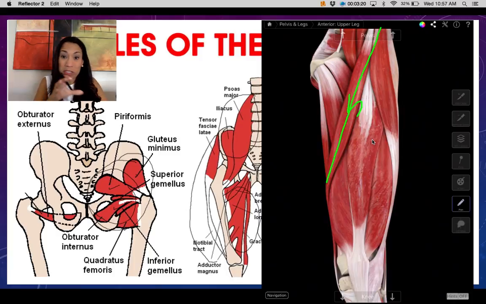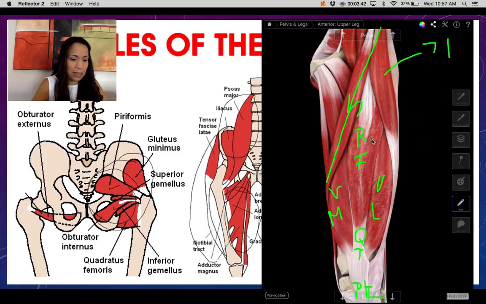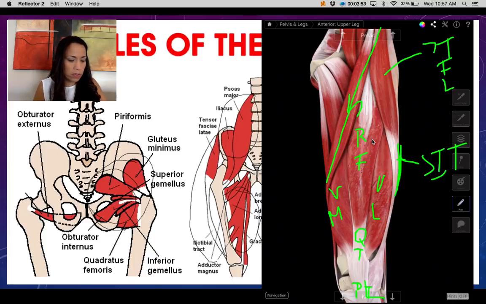In the anterior compartment, the most superficial muscles, the ones that we can see in here, well, we can see the rectus femoris. This is the vastus medialis, the vastus lateralis. We can see the quadriceps tendon. Down there, the patellar ligament. This is the tensor fascia latae. This is your iliotibial tract, or iliotibial band, or IT band.